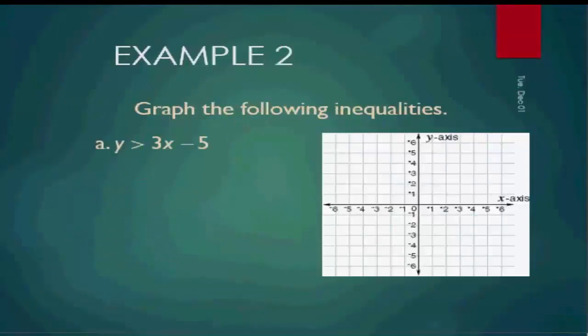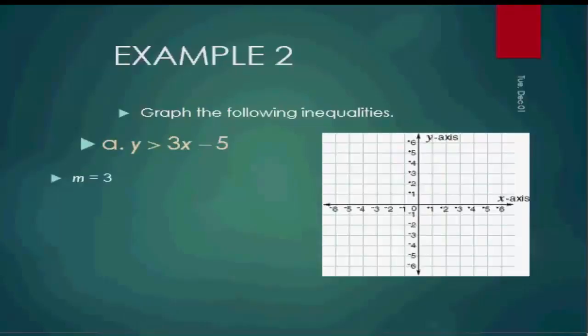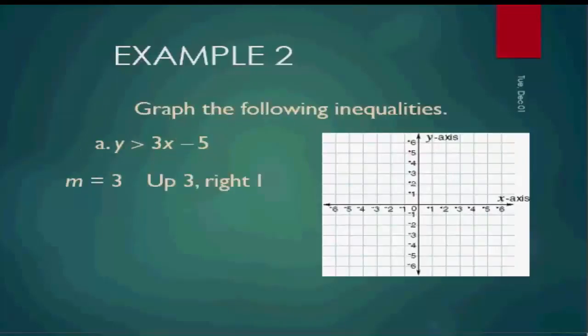Now let's look at a graph. This is where you have to give all your concentration. Now we have a graph over here, y and x-axis, and we have an inequality, y is greater than 3x minus 5. So let's now plot it. We knew about the equation of the format y is equal to mx plus c, sorry. So over here we know that m is going to be 3. We know this from the equation. So up 3, right 1.